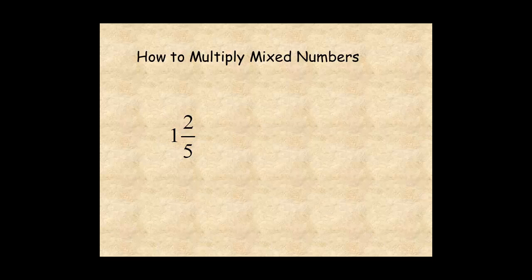Rewrite 1 2/5 the same way. Multiply the whole number times the denominator and then add the numerator. So that's 1 times 5 plus 2, which is 5 plus 2 for 7 over 5.